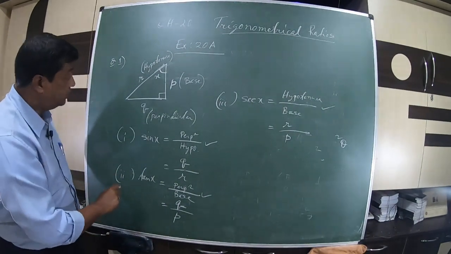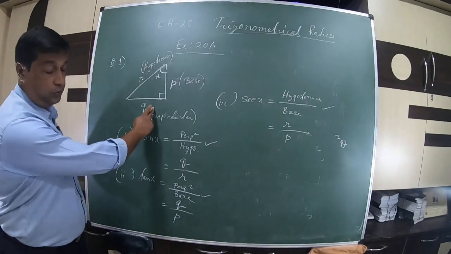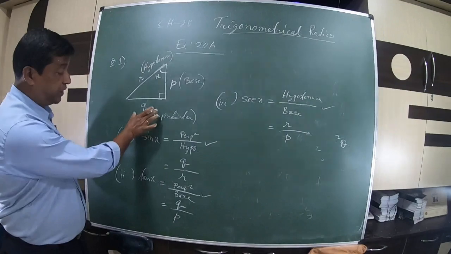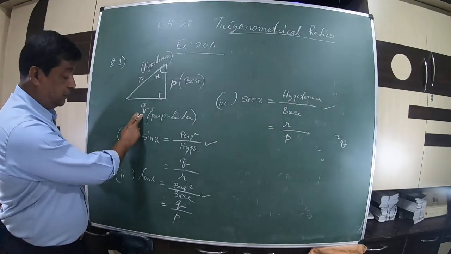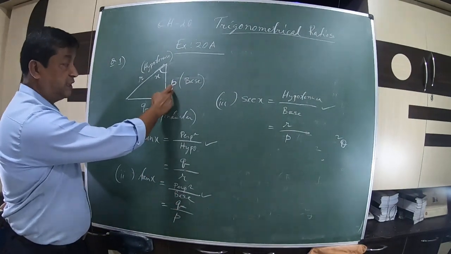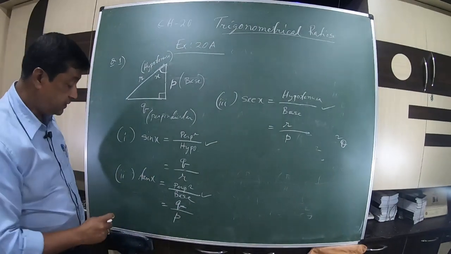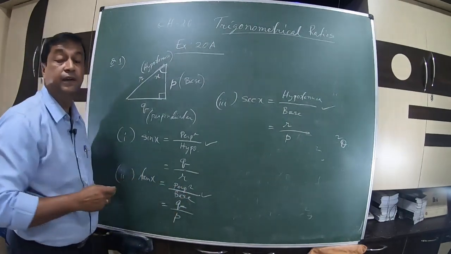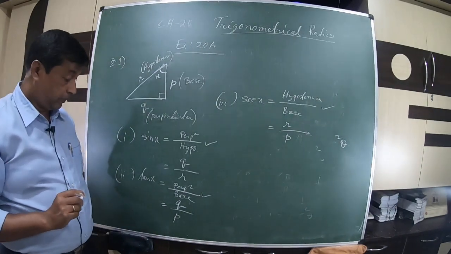Now in the diagram, what is the perpendicular? Q. What is the perpendicular value here? That is denoted by letter Q. Then by base. Now base, what is the letter it is denoted by? That is P. That is Q by P. So that is the ratio tan x, perpendicular by base. Is that clear to you? Now just check it.